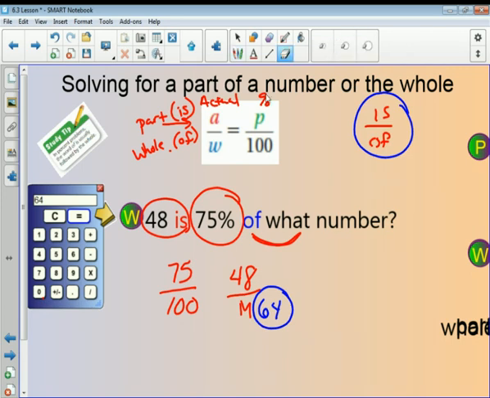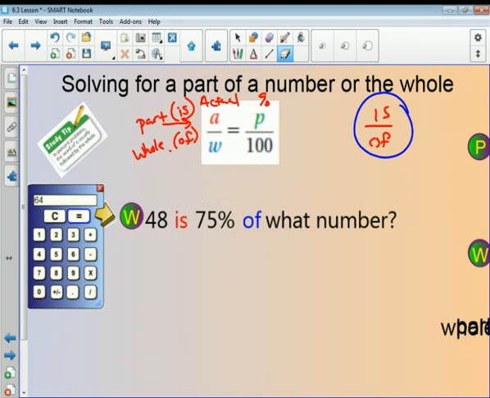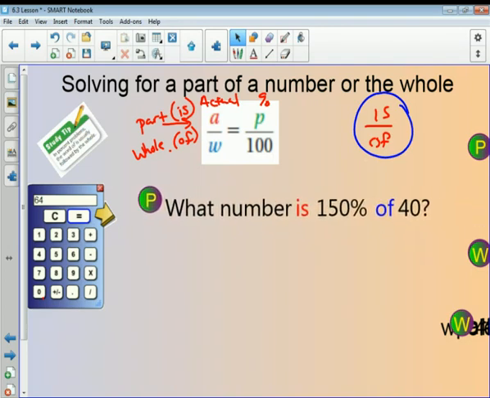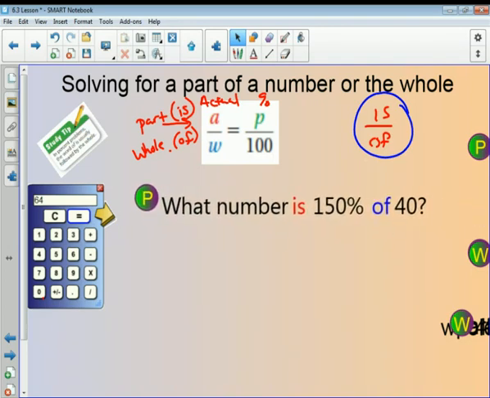Okay, so let's try one more. I want you guys to try this one out. We got a percentage in there, right? So they've given us the percentage. So I want you to pause your video, try this one out, and then check to see if you got it set up correctly. So what number is 150% of 40? Looking at that wording, here's what my eyes go to right away.